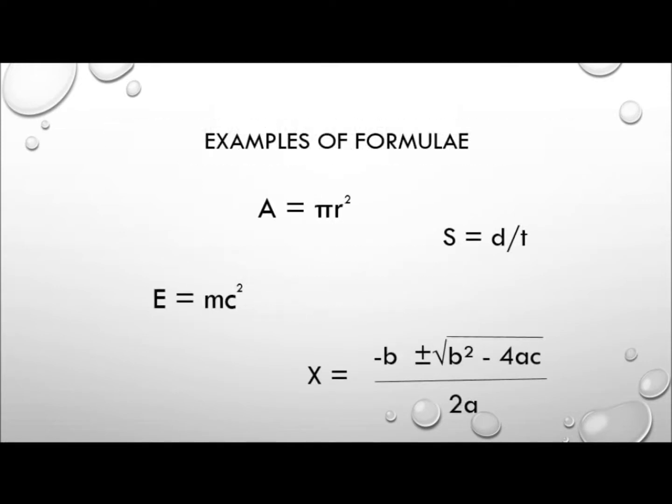Examples of formulae include area equals pi r squared, speed is equal to distance travelled over time taken, energy equals mass times the speed of light squared, or one we've looked at recently, x is equal to minus b plus or minus the square root of b squared minus 4ac all over 2a. What formulae essentially do is show the relationship between one variable and other variables.